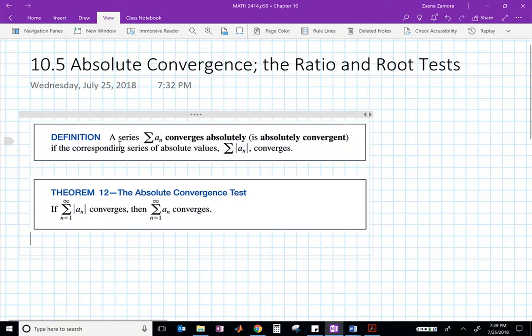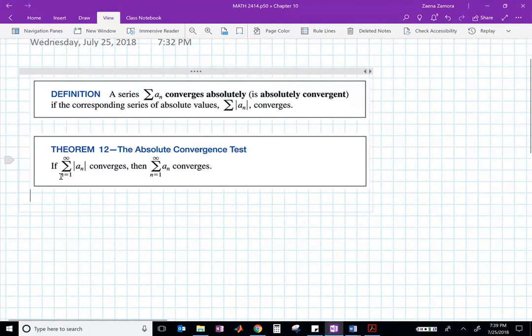So the definition of absolutely convergent is, a series a sub n converges absolutely if the corresponding series of the absolute values of a sub n also converges. The absolute convergence test says that if you take the absolute value of a series and it converges, then the series without the absolute value also converges.